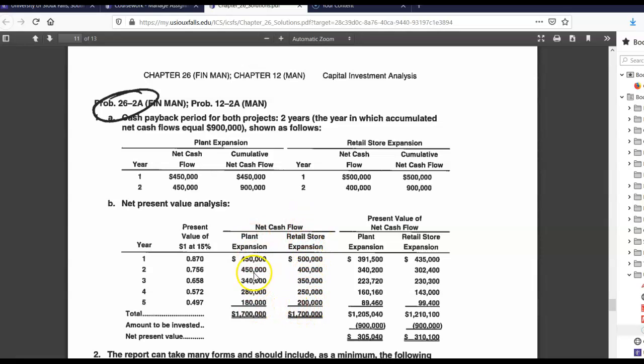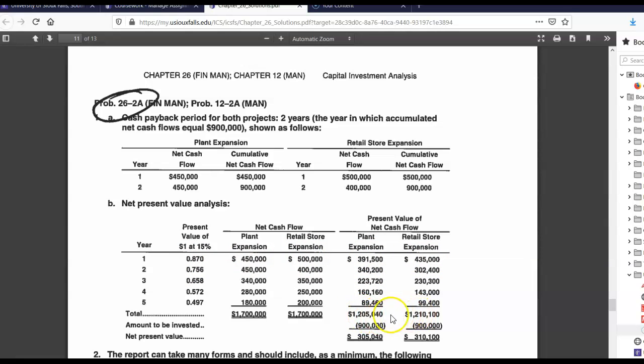All different cash flows each year. We can then just go to our present value tables for the dollar and list it all down for both scenarios. Just put it here one time, put the two different cash flows down, and then do your calculations. 0.870 times 450, 391. 0.870 times 500, 435. You calculate it all the way down.